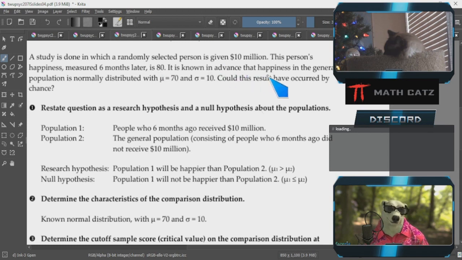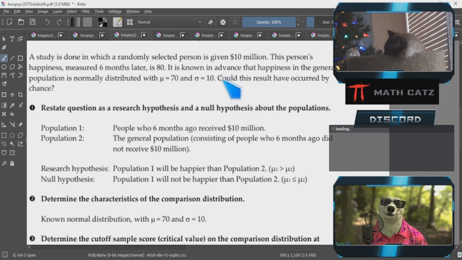It's known in advance that happiness in general in the population is normally distributed with a mean of 70 and a standard deviation of 10. Could this result have occurred by chance, or does the evidence suggest that it could be connected to this $10 million?